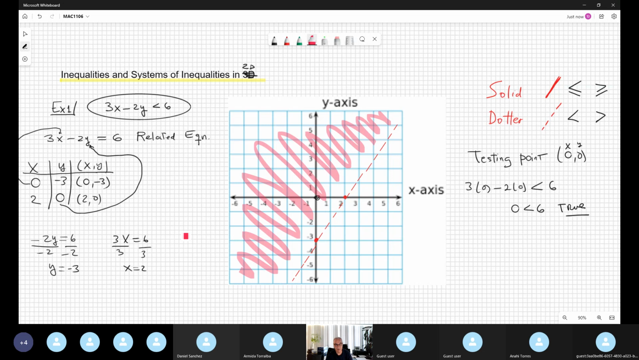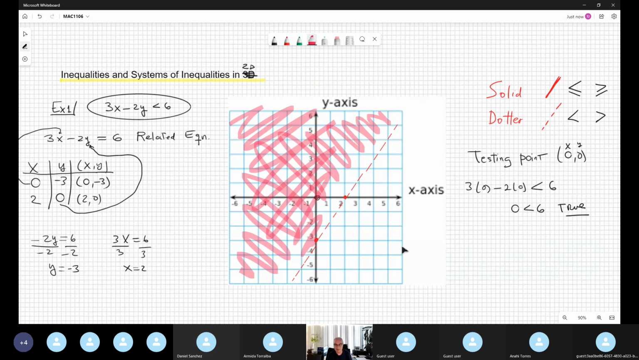It's this semi-plane, which of course goes on to infinity and stops at the line. The line is not included inside the solution. That is the reason it's a dotted line: the boundary is not part of the solution. Okay? This is one possibility.